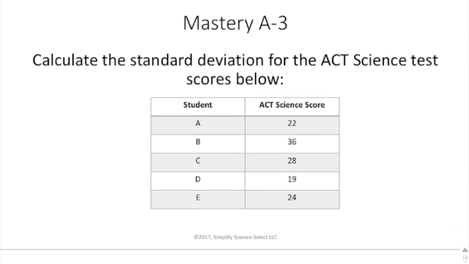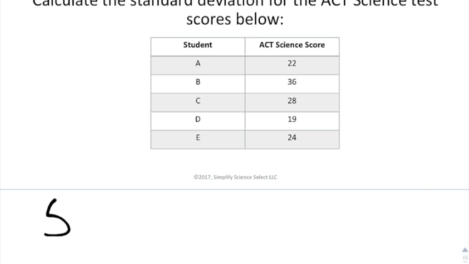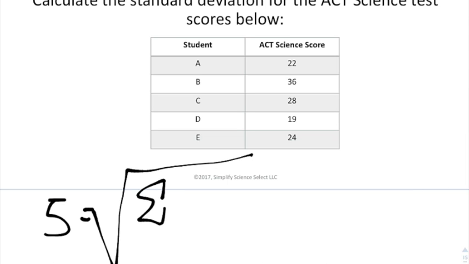And finally, it says calculate the standard deviation for the ACT science test given the scores below. So now whenever you calculate the standard deviation, the formula is S, which is our standard deviation, is equal to, and then you have these fancy terms right here. And we're going to talk about what these mean in just a second.